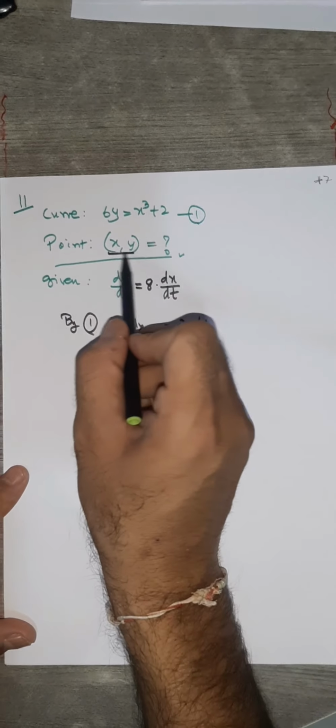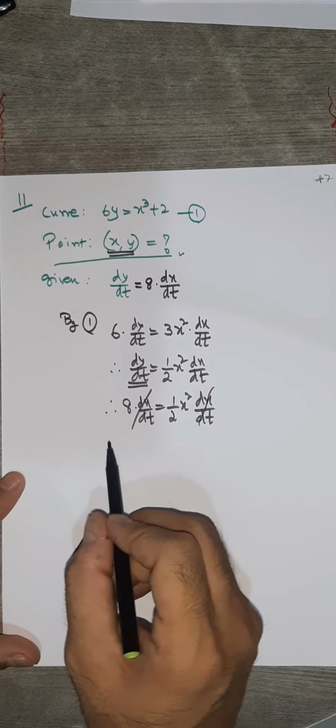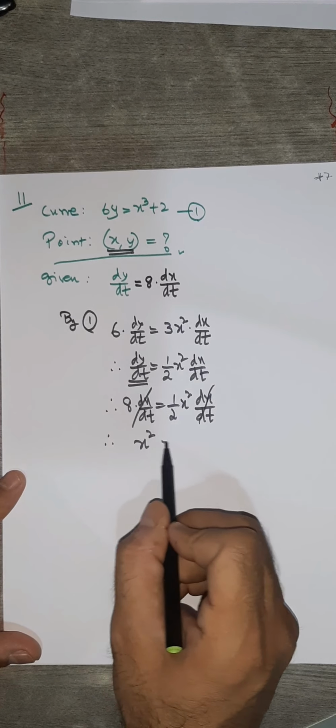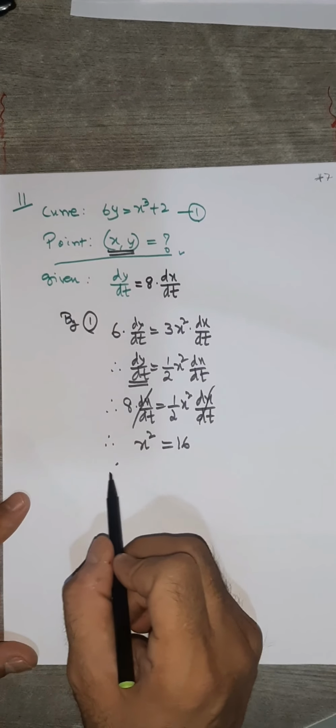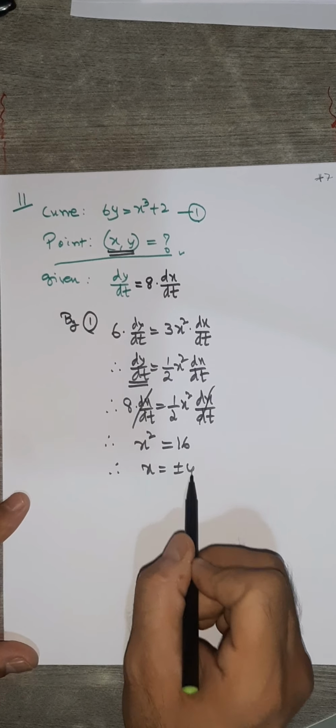Keep in your mind what you want. You want x comma y. So this will get cancelled. So we'll get the x squared equals to how much? You know, 16 here. And therefore, what is x? That's plus or minus 4.